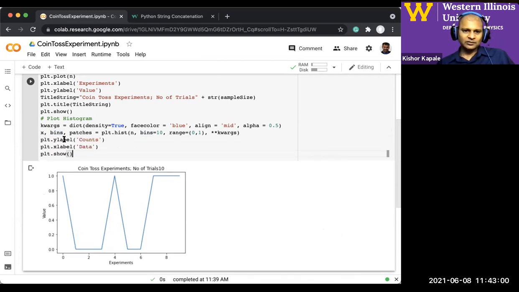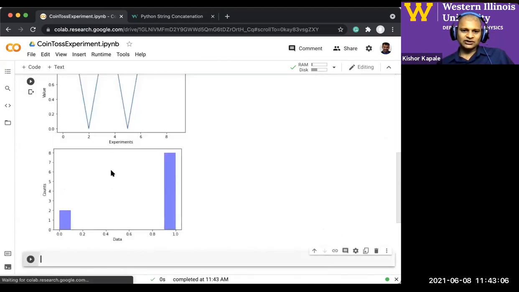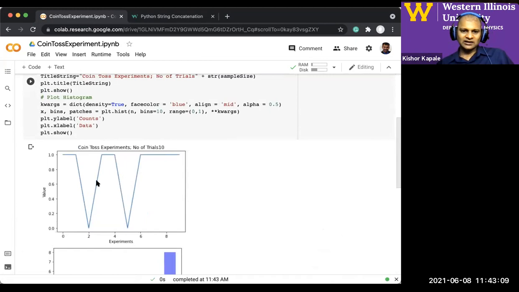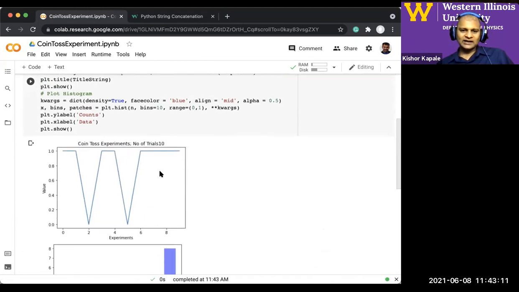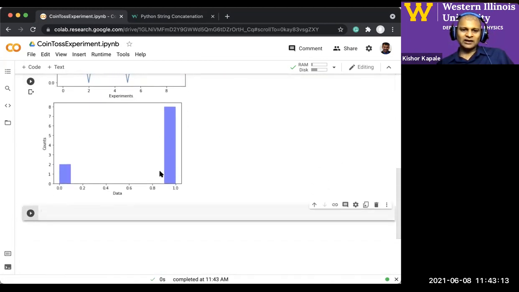I just wrote plot y label equal to counts, x label is data, and then show the plot. So now we should get 2 plots, of which the first one gives us the exact trials, and the next one puts them into the 2 bins, right? The first bin is 0 to 0.1, and the other one is 0.9 to 1. Though here the bin size is not really important for us. So does that make sense?